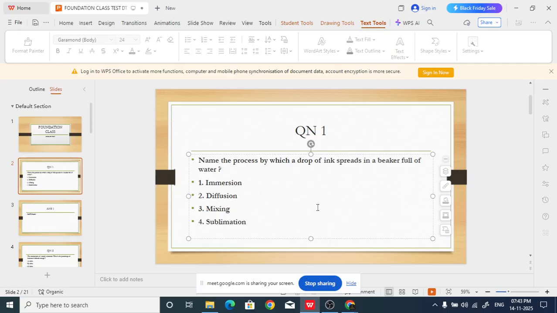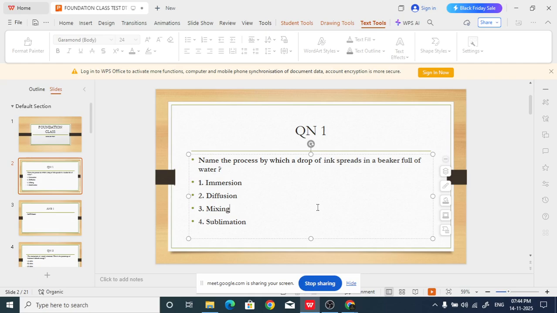No, immersion means a solid will go into the liquid. But ink is a liquid and the water is also liquid. So that is not correct. Mixing is when you mix two liquids. So that is mixing.